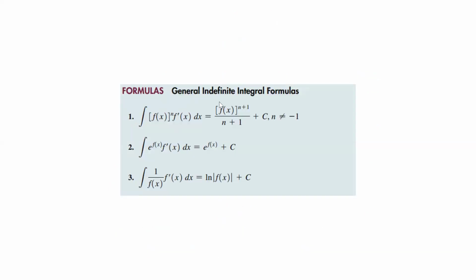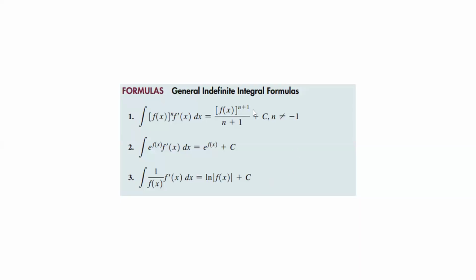All right, so some general indefinite integral formulas. If we have f of x to the n times the derivative of f of x dx, then that's going to give us f of x to the n plus 1 over n plus 1, plus c. And again, n cannot be equal to -1 because we can't divide by 0. Then we have e to the f of x times f prime of x dx. That's going to give us e to the f of x plus c. And if we have 1 over f of x times f prime of x dx, then that's going to be the ln of the absolute value of f of x, and then plus c.